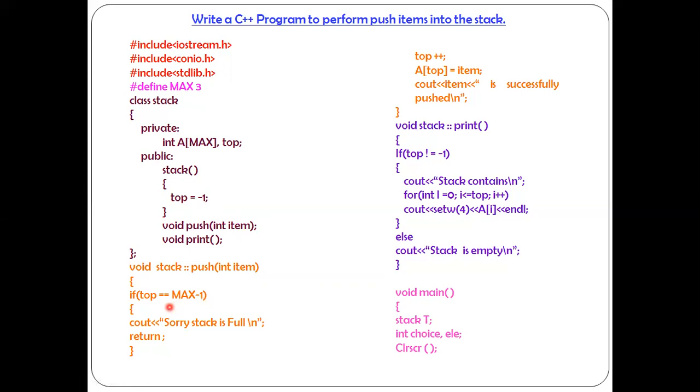Condition false. Condition false means we won't execute these two statements, the cout and return. We'll directly go to this part. So top plus plus. That means top gets incremented by 1. Initially the top was minus 1. Now minus 1 plus 1 becomes 0. The present value of top is 0. First time it was minus 1, this time 0.